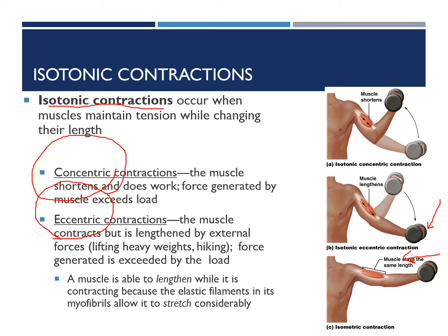So this type of contraction usually builds more strength faster, but it also leads to increased soreness in the following days. So why does muscle lengthen during isotonic eccentric contractions? Well, remember that muscles are elastic. You have elastic filaments in the myofibril, and they permit your muscles to stretch.